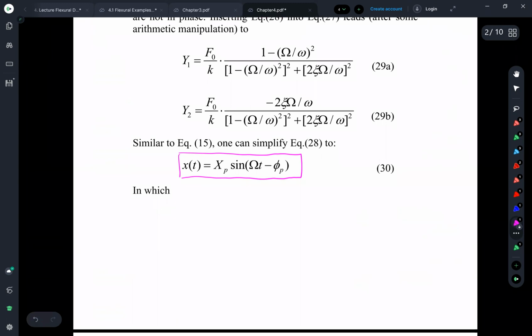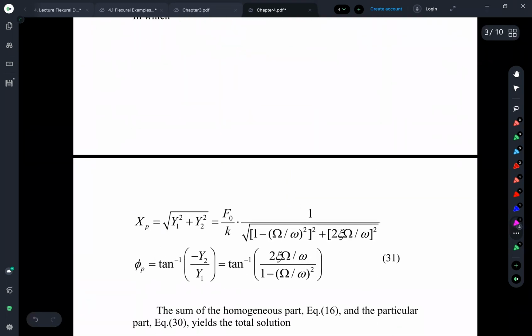Introduce the y1 and y2 to make the compact form as in equation 30. I think you can end up with the parameter Xp becoming the square root of y1 squared plus y2 squared, and equal to that amount. Very complicated term again. And the phi p is the arctan of minus y2 over y1, and it's equal to arctan of 2 zeta sine big omega over small omega over 1 minus big omega over small omega all squared. Okay, as in equation number 31.